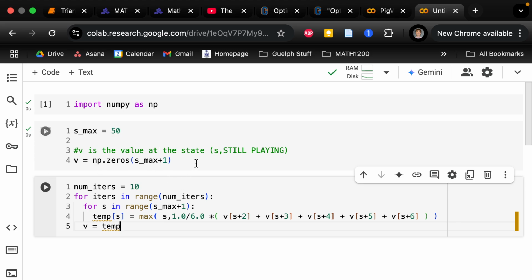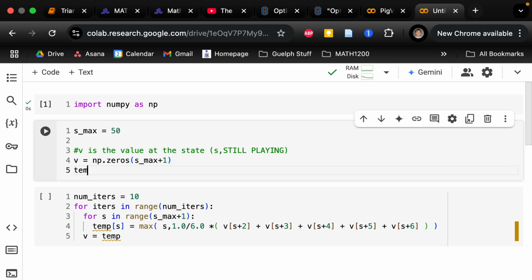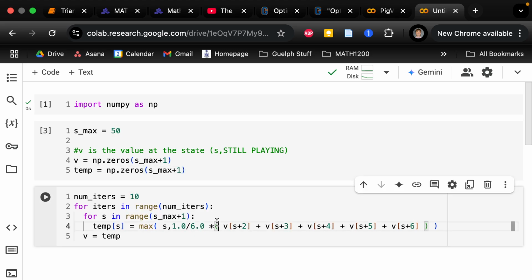Of course, Google doesn't like me because I need to tell you what temp is. Temp is also some other vector, np.zeros of s max plus 1. So this would be a perfectly valid way to do it: write down what you want, and then set v to that vector at the end. Excuse me. Questions about this? Comments? Okay. There was the other issue, which is with the overflows.